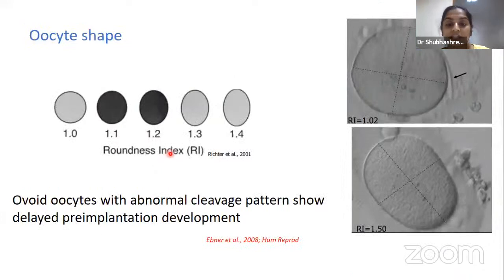Next comes the oocyte shape. The normal oocyte is spherical in shape, but in a regular IVF cycle, you might get oval-shaped oocytes also. The normality of the oocyte shape can be quantified as a roundness index. Usually the roundness index should be 1 for normal oocytes. As it increases, the shape is considered oval. Different studies have shown that these oocytes have an abnormal cleavage pattern and show delayed pre-implantation development, but there is no strong evidence to prove that oocyte shape leads to an abnormal outcome.